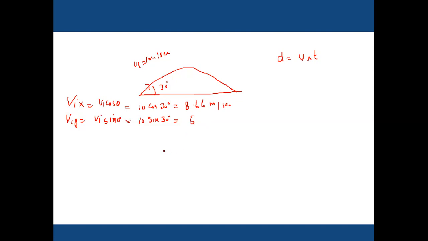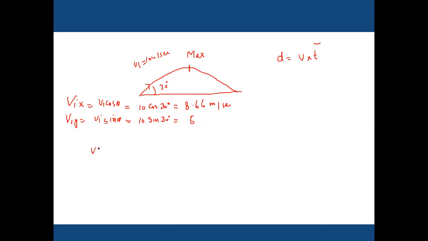Okay, how to find the time? For example, first of all, I want to find the time for the total flight. So how can you find it? First, we can find the time to reach maximum height. Then we can multiply to find the total time of flight. We know the velocities, but we don't know the time. So how to find the time to reach maximum height?